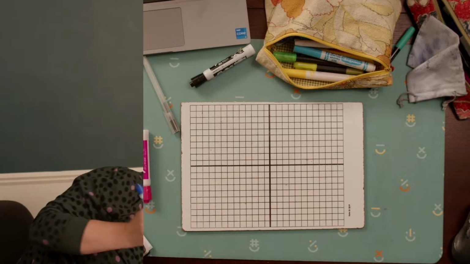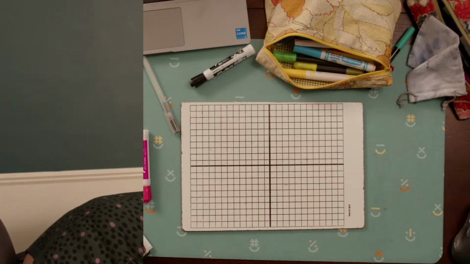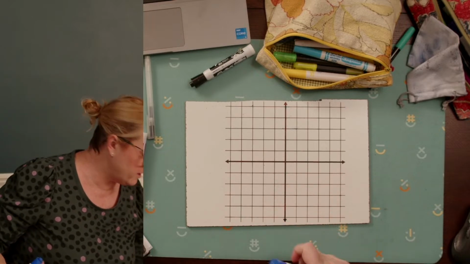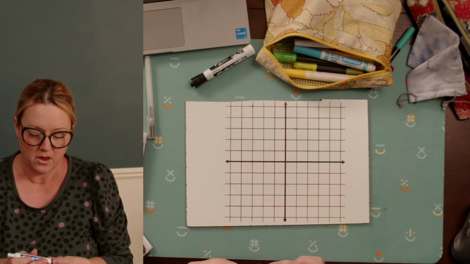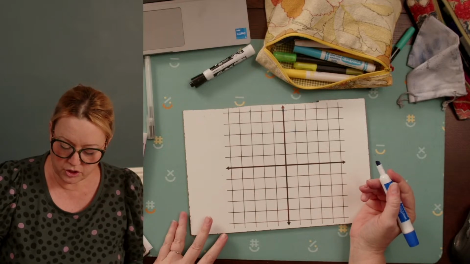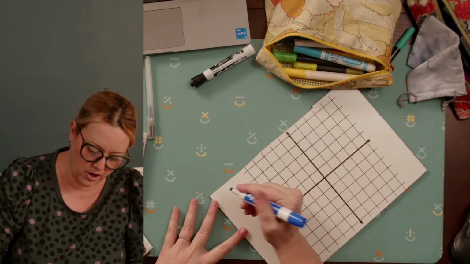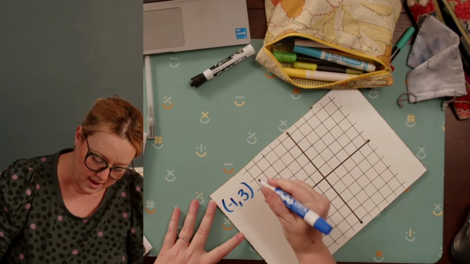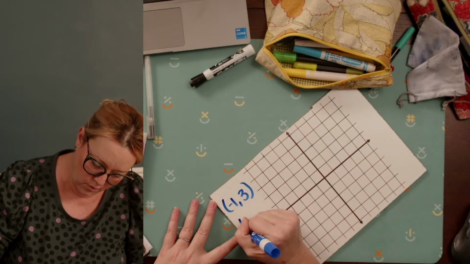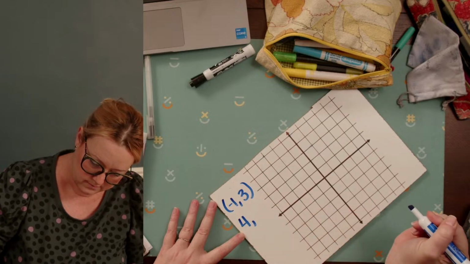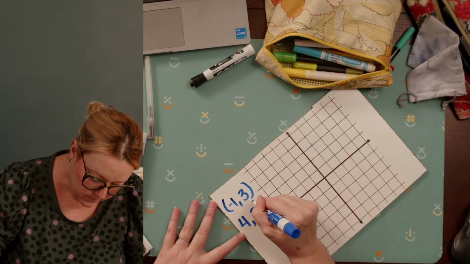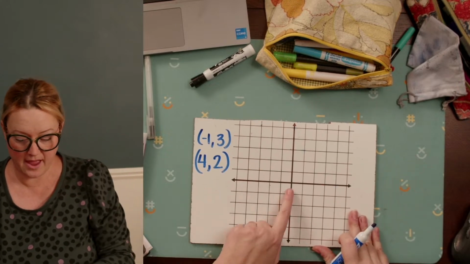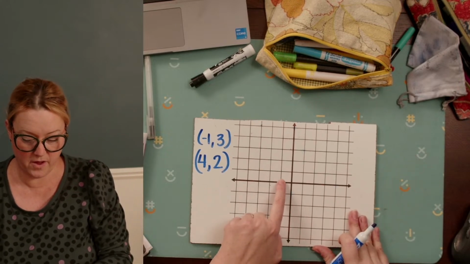Okay, let me get my other coordinate plane because it's a little bit bigger. There we go. Okay, I like the squares on this one because they're a little bit easier to see. Okay, so if I've got 2 points, let's say -1, 3, and we'll say 4, 2. Okay. All right. So we have -1 and 3.